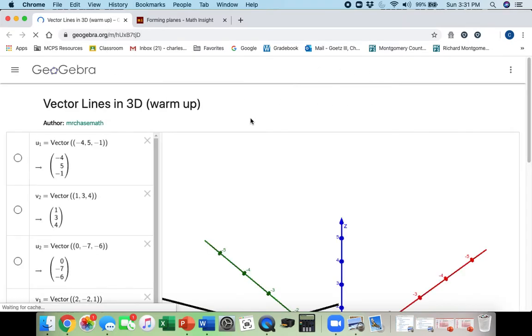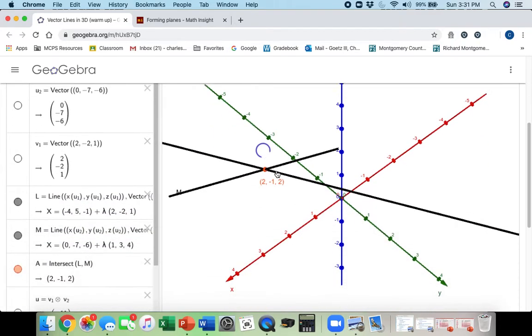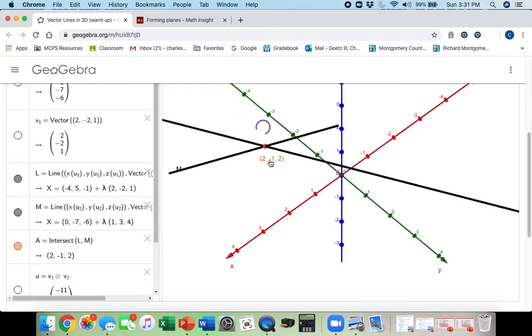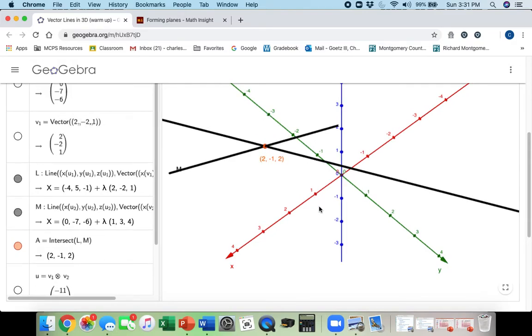So here I am in GeoGebra, and I've plotted the 3 points, the point and the 2 lines. Just keep saying 3 because it's in 3D. Come on, honey. There we go. See, I just had to be nice. So here's the point, 2, negative 1, 2, and here are the 2 black lines.